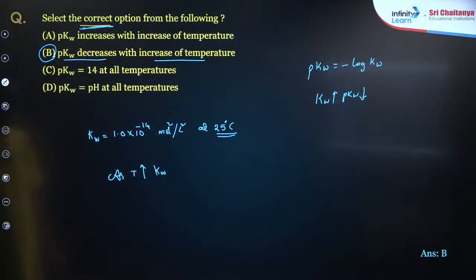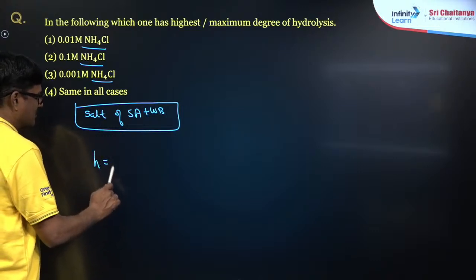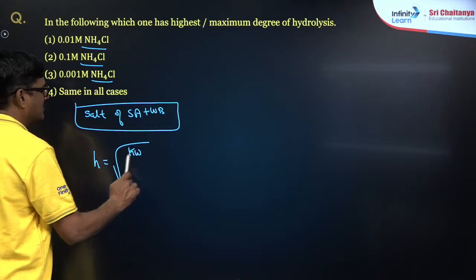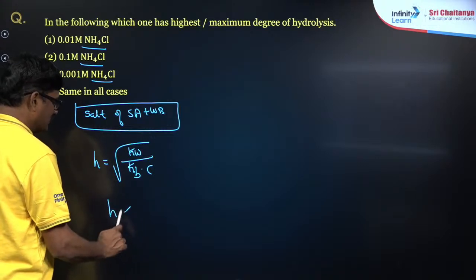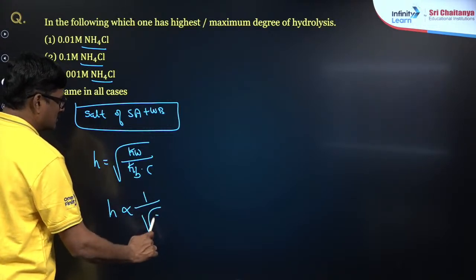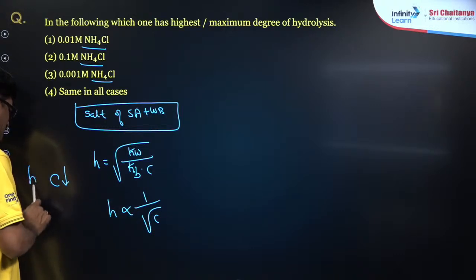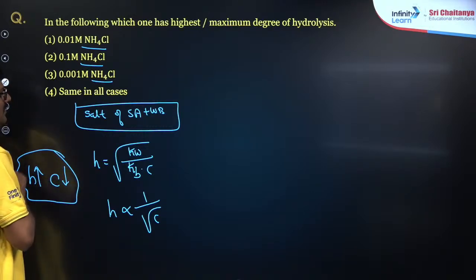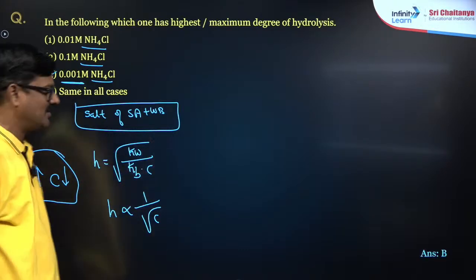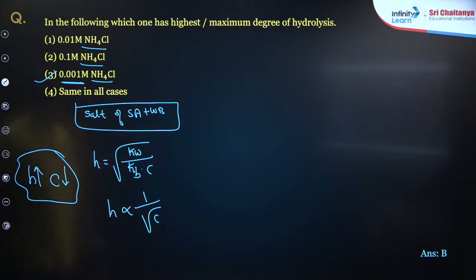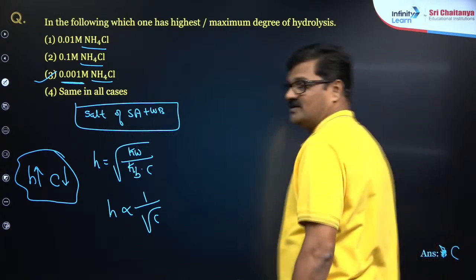Now moving ahead, I want to say here degree of hydrolysis is root over Kw upon Kb dot C. So degree of hydrolysis is inversely proportional to root concentration, right? So concentration कम है, hydrolysis ज़्यादा है. So this is the logic. So concentration जिसमें कम है उसमें कम है. So my answer is going to be C. Got it? Clear?